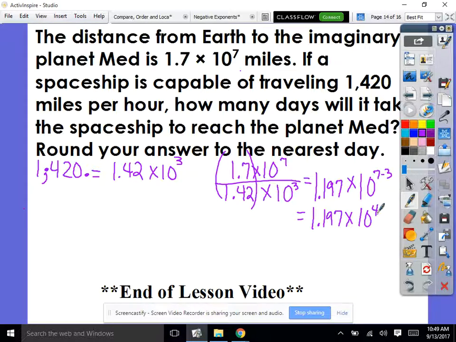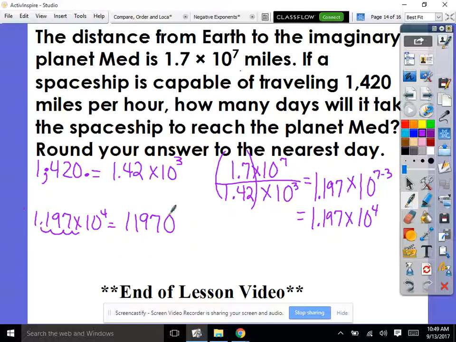So that's how many hours it's going to take us. 1.197 times 10 to the 4th. I'm going to rewrite that in standard form. So 1.197 times 10 to the 4th, which means I'm going to move this 1, 2, 3, 4, gives us that many hours that it's going to take us.